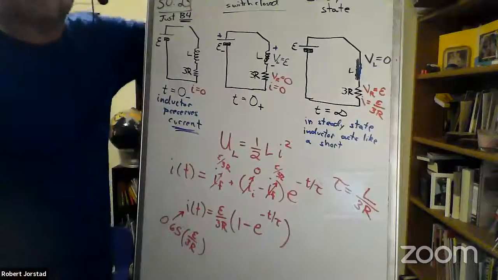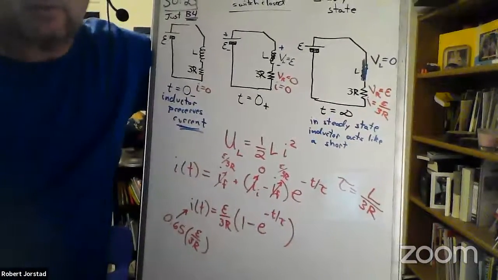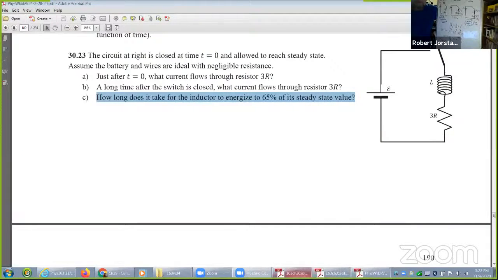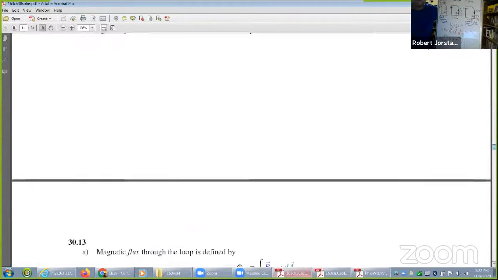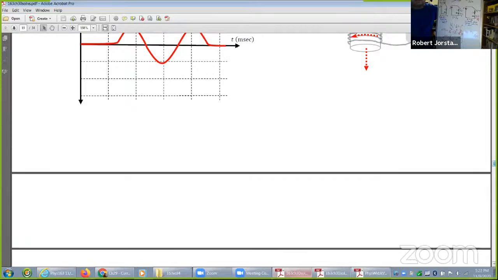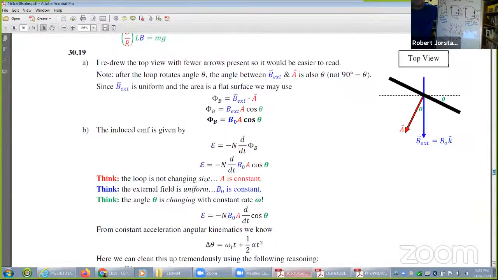Now, in this case, let's go to the solution and see what I actually wrote up. I don't know if I did energy or current there. Let's see. Wait, this is chapter 30. Ugh, just seeing that problem is torture.